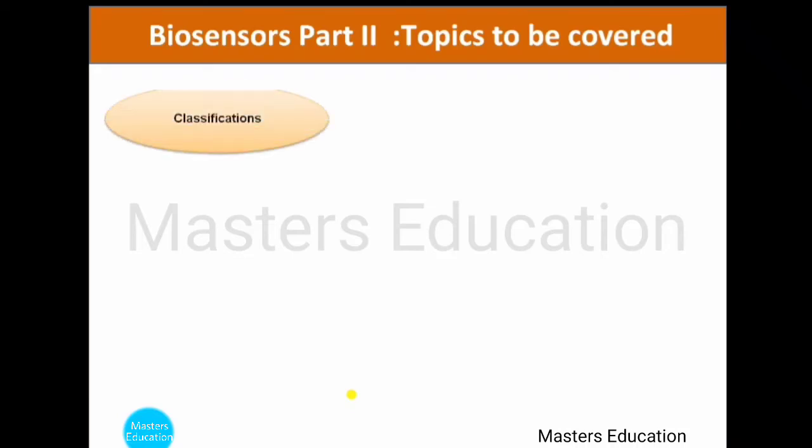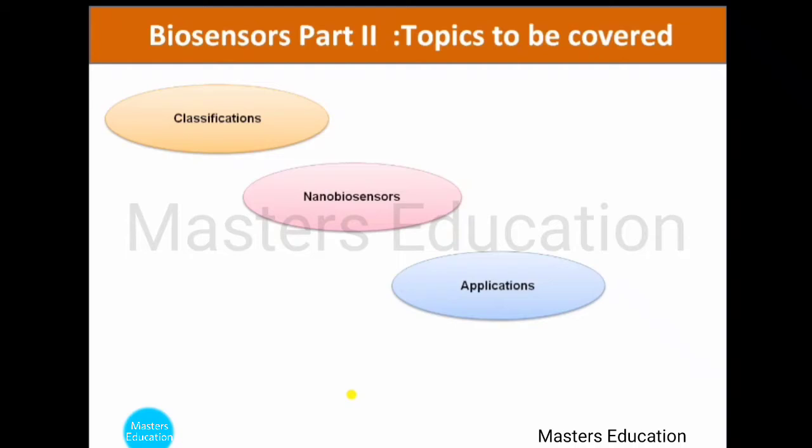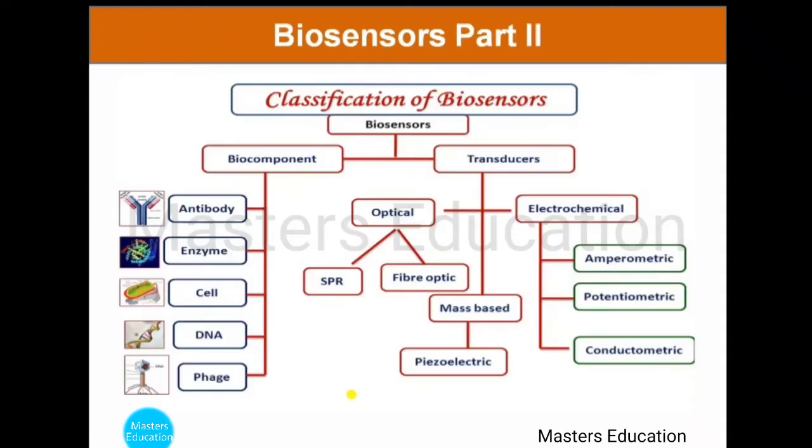In biosensor part 2 are classification of biosensors, what are nanobiosensors, applications of biosensors, and the characteristics of an ideal biosensor. Now moving toward the classification of biosensors, the classification is based on two types of component. First is the biocomponent and second is the transducer.